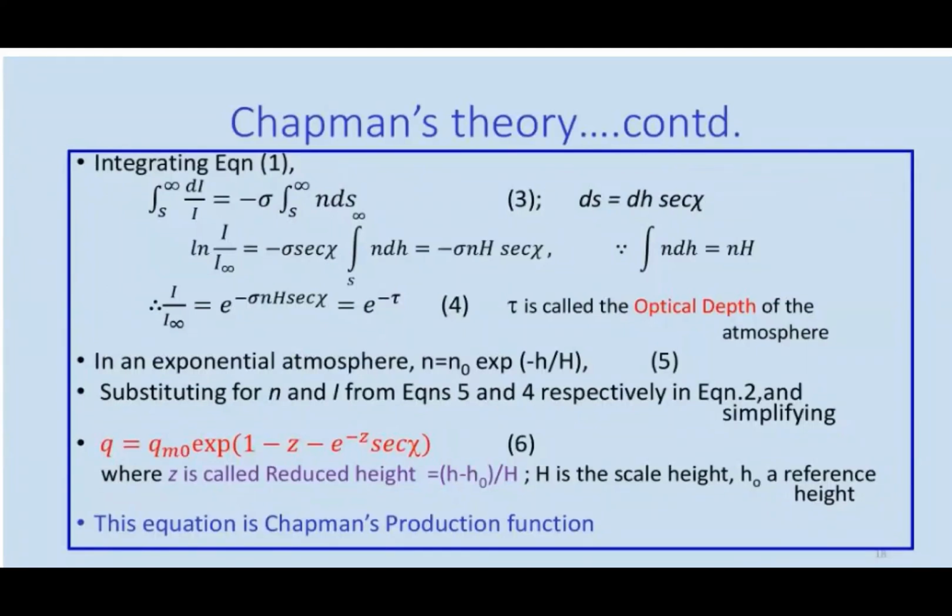Now we assume the atmosphere is exponential, that is, density varies with respect to height as exponential minus h by H. Substituting for n from that, we can finally write an equation for Q, the rate of ion production, equal to some maximum value into exponential of 1 minus z minus e raised to minus z secant chi. So this is the celebrated Chapman's production function. Here z is a measure of height, but it is made a dimensionless quantity by taking h minus h0 upon H, capital H in this case, where h0 is a reference height.